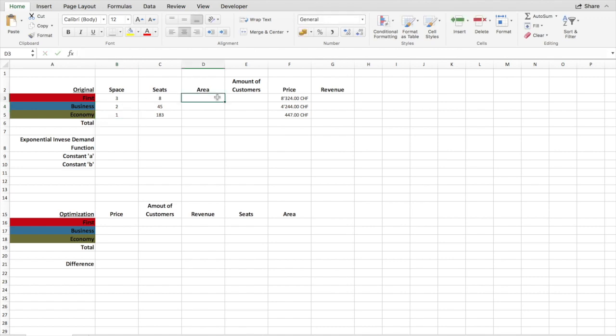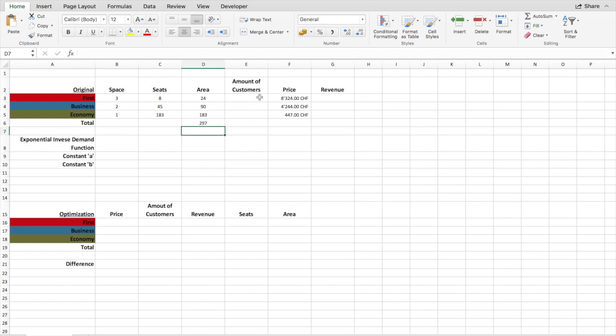Using this ratio, we determine the area of the plane by multiplying the amount of space a seat takes up by the number of seats available. This can be summed up to find the total area in the plane. Now that we know the total area in the plane, we know the capacity constraint of the plane.